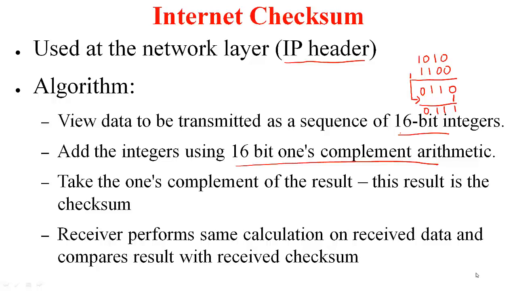So what you do here is similar, except that you are doing arithmetic over 16 bits, and finally once you obtain the addition, the sum, you're going to take the complement of the result. This is the checksum. I'm going to cover an example, so that should make this clear. So at the receiver, you perform a similar calculation on the received data and compare the result with the checksum. If they don't match, definitely there is error, but if they match, very likely there was no error. Why likely? Because you can never be sure unless you know the error pattern.